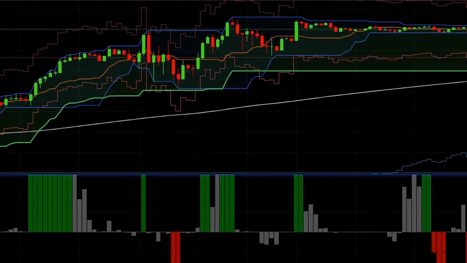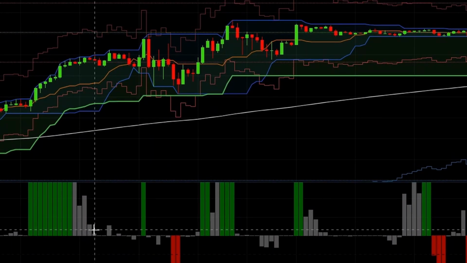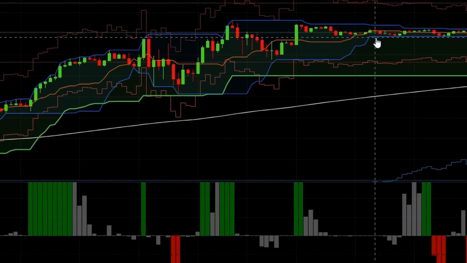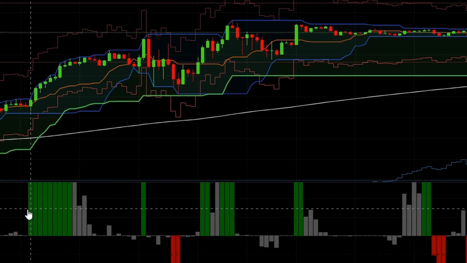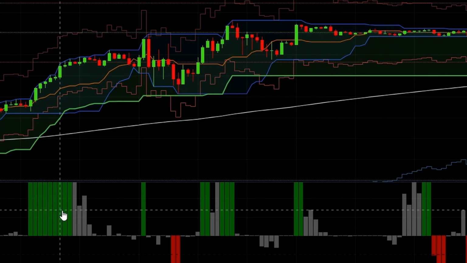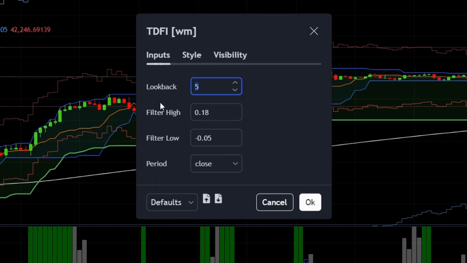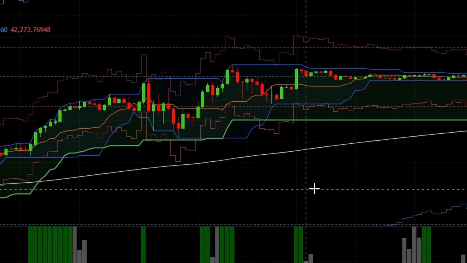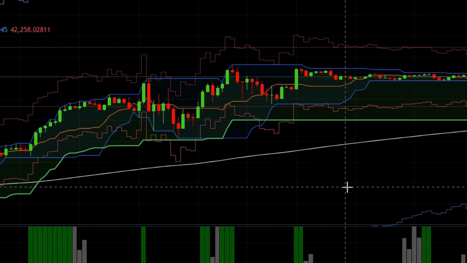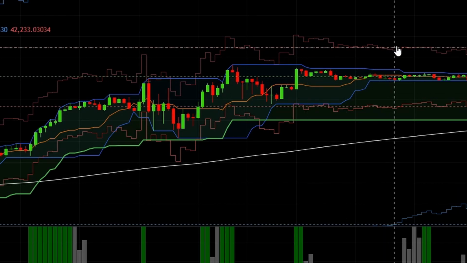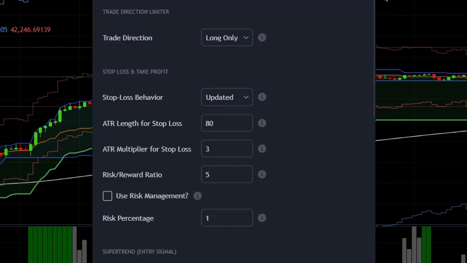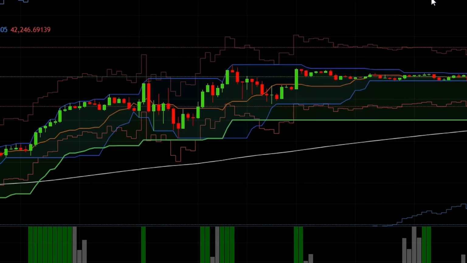And finally, the TDFI. This indicator will help you effectively filter out sideways price action like this one, and indicate when the price has momentum and is trending up or down. Open up its settings, change its look back to 5, and change its filter height to 0.18. And you can leave the filter low as you like, as this is a long only optimization. Okay, with that we have all of our indicators correctly set up on our chart. Now let me apply our strategy script and see where we get a valid entry signal.